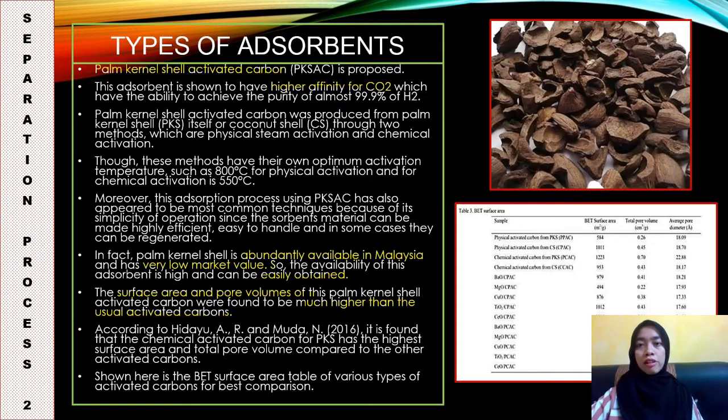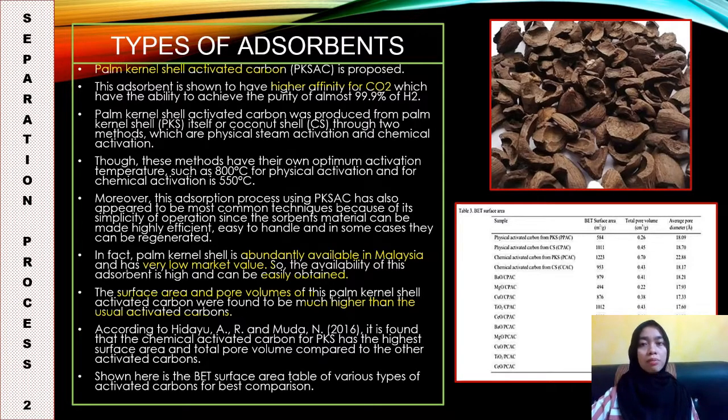In this study, we have conducted much research to find the best adsorbents to be used in our project, and we have proposed the palm kernel shell activated carbon, which is also called PKSAC. This is the picture of the palm kernel shell if you are curious what it looks like. This is why we chose this adsorbent. This is because PKSAC has higher affinity for the adsorbate, which is CO2, and it is abundantly available in Malaysia and has very low market value, so it can be easily obtained.